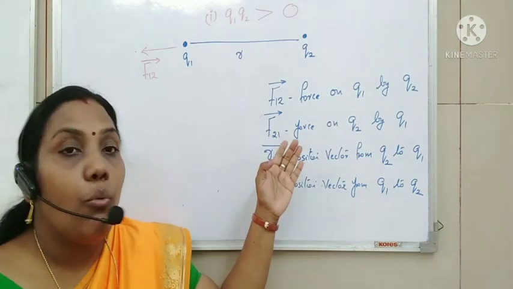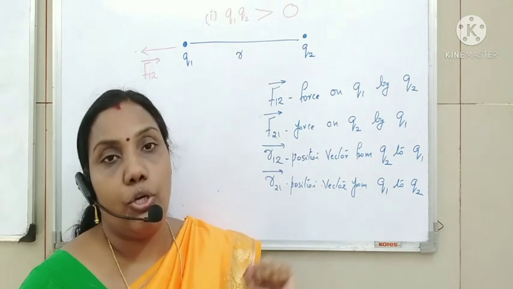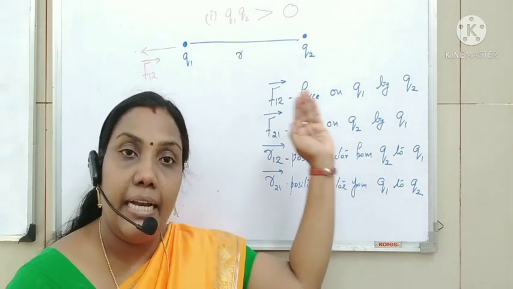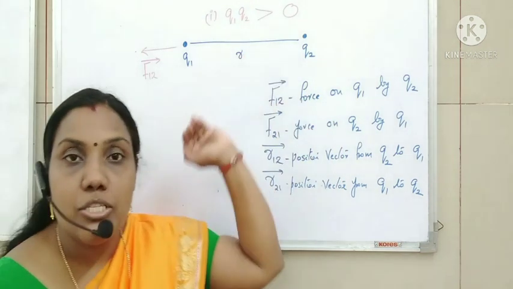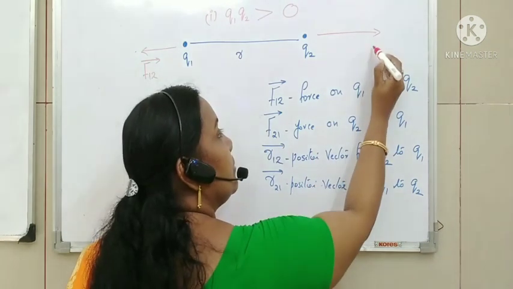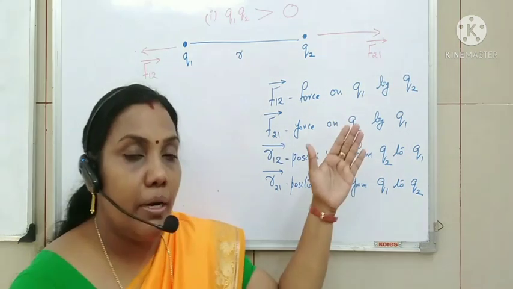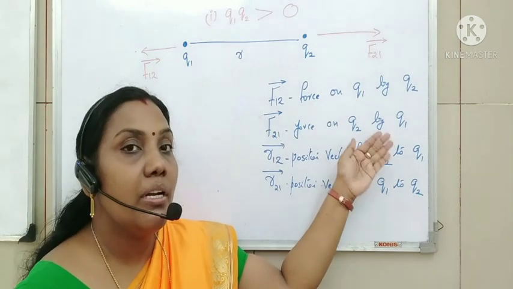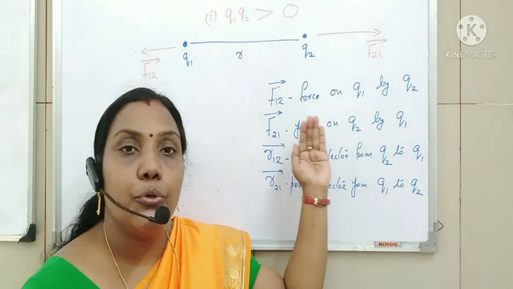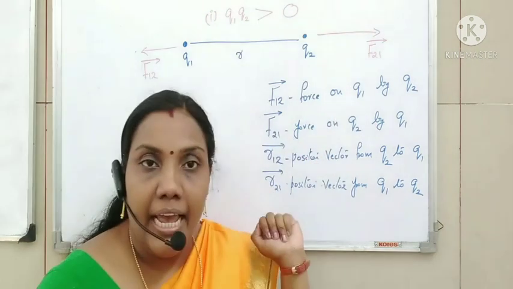Similarly, what is the direction of vector F21? Vector F21 is the force acting on Q2 by Q1. Q1 repels Q2, since both are positive or both are negative, and hence Q2 also moves away. This is the direction of vector F21. So this represents the directions of vector F12 and vector F21.